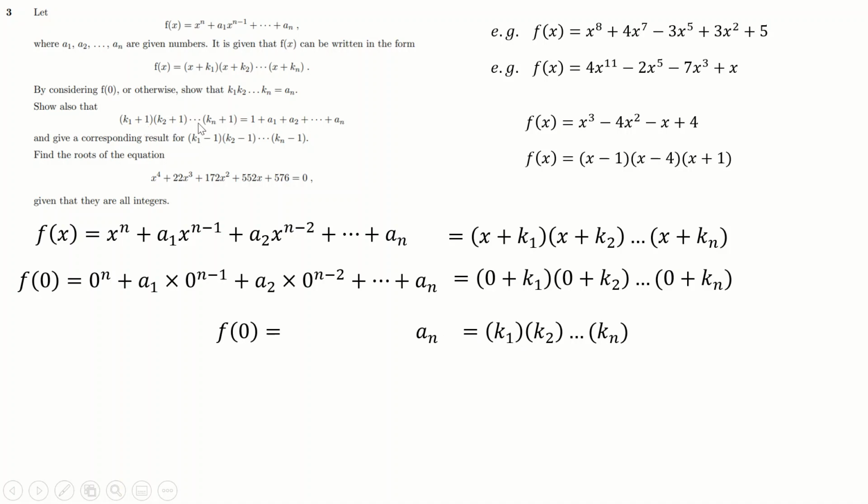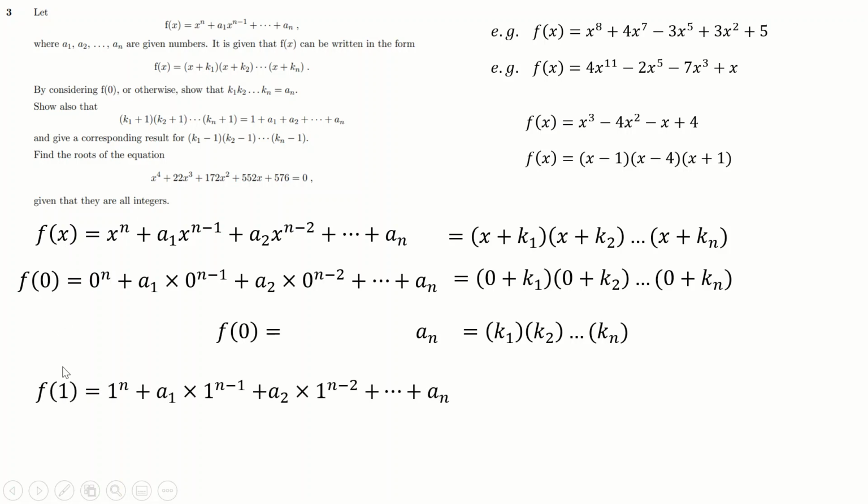Next thing, show that this equals this. Now, what do we see here? Well, look at this factored form bit. The only difference between that and the original factored form is that the x has become a 1 in every bracket. They've also swapped over, but it doesn't really make much difference. The x has just become a 1. So let's do f of 1.